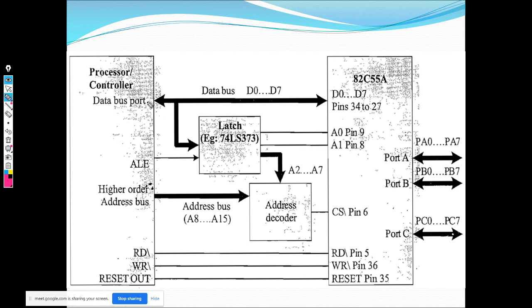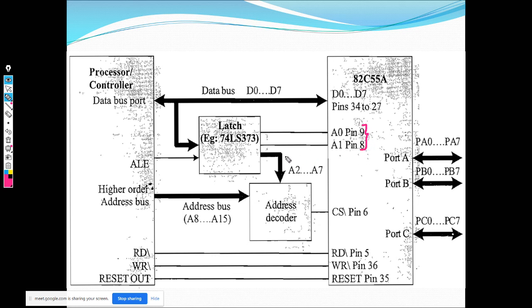So the idea is this. You have your data bus here, and then your address bus goes here. You have a latch, and with the latch you can select the particular pins here. This A0 and A1 pin is going to select how you're going to do the read and write. So it's going to be read, write, or a reset.